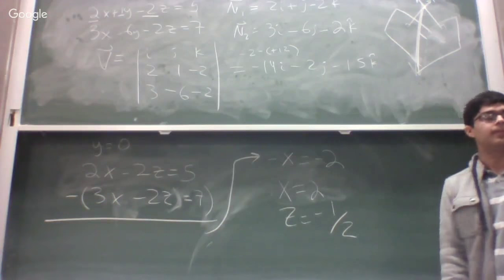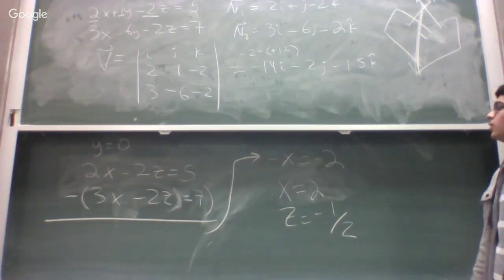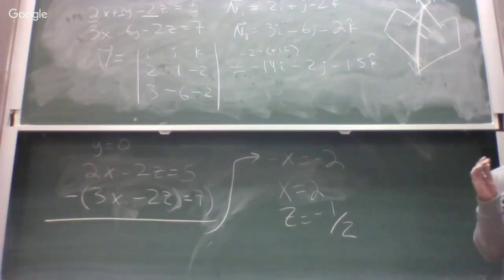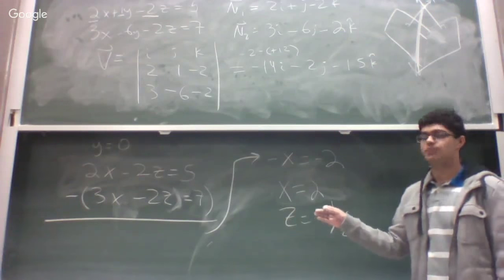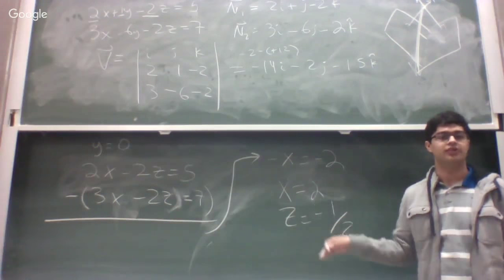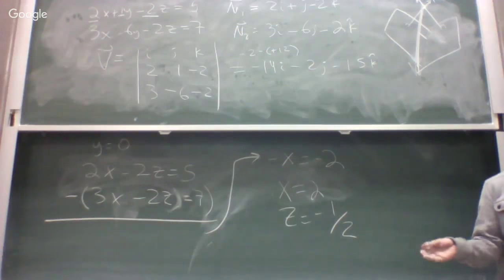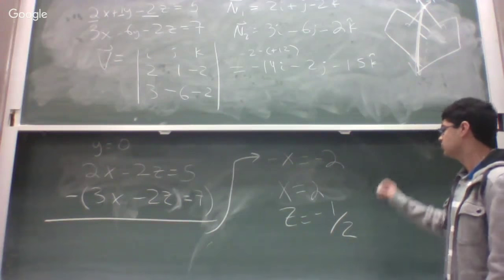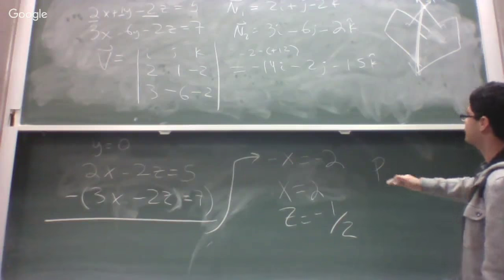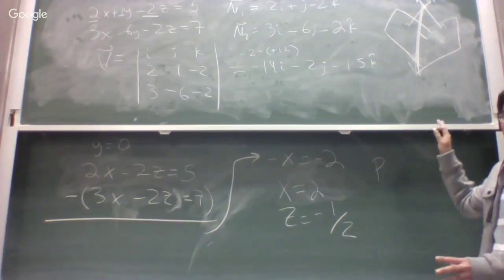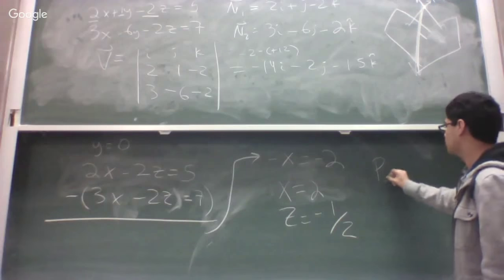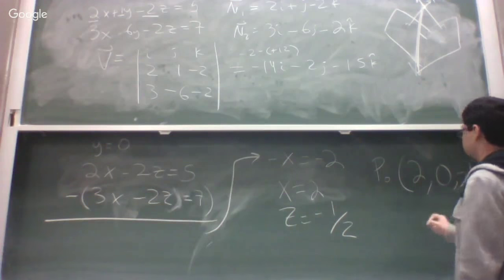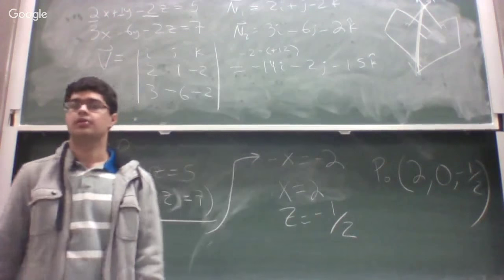Where did you get the y equals 0? I decided we were at the point y is equal to 0. You could technically decide any point, but it's best to decide one of them to be 0, because then you can simplify. If you decided y is equal to 1, you'd have 3 variables still and 2 equations. So this is now a random point on the line. We'll call it P naught: 2, 0, negative 1/2.